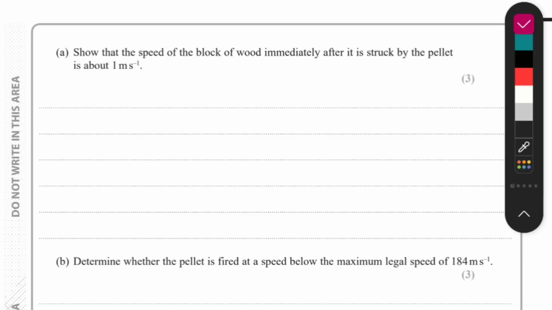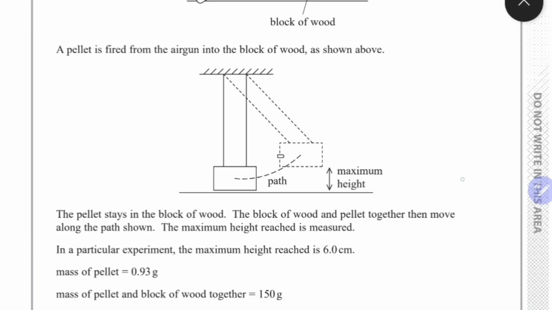The mass of the pellet and the block together. Number A. Show the speed of the block of wood immediately after it's struck by the pellet is about 1 meter per second. So we need to find immediately after. When the ball is here, it's EK, and when the ball is here, it's GP. In this diagram, we can see the ball is in the middle of both of them, so that's why we're equating it. We're equating because here we have GP as well as KE, so we're going to equate both of them.